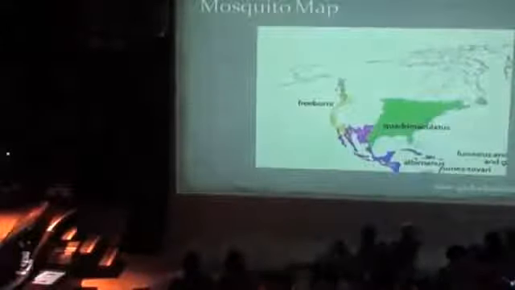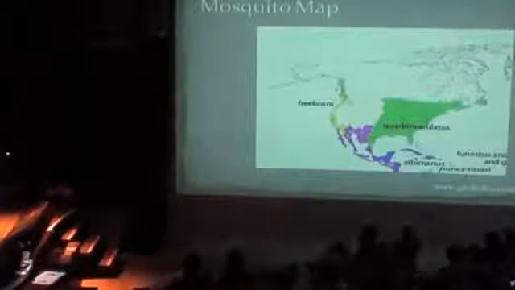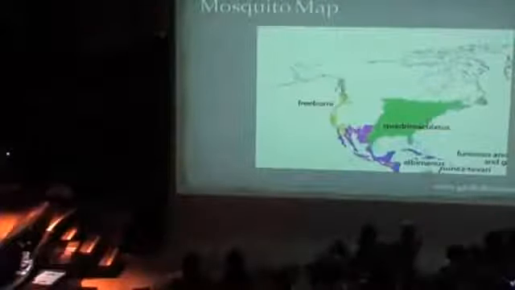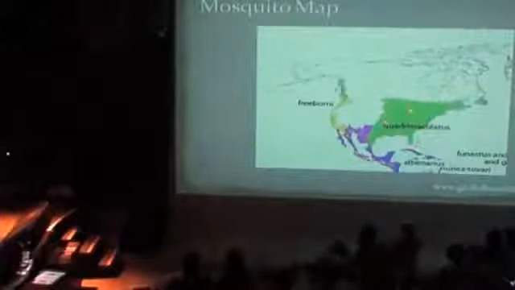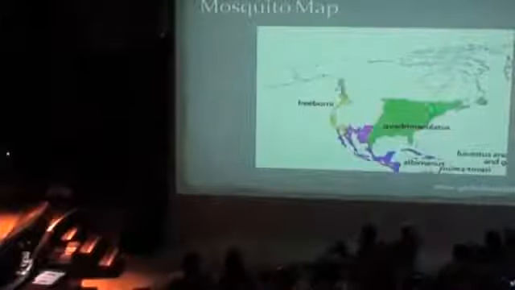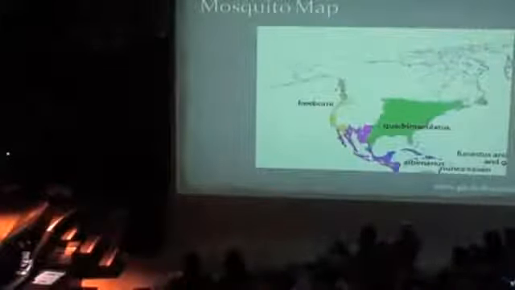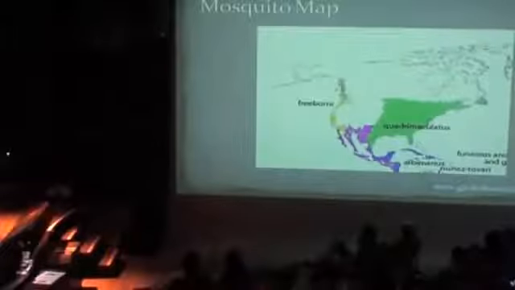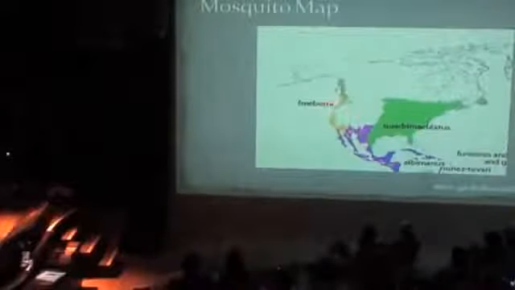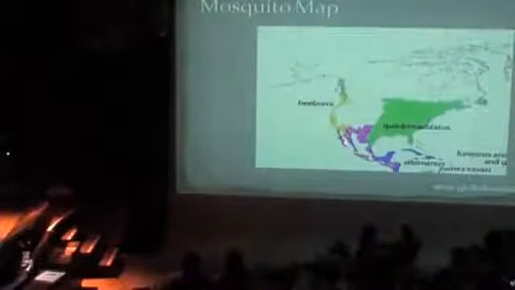Okay, so the other cool thing you'll notice about that map is that the distribution of malaria really matches up with this particular mosquito species, Anopheles quadrimaculatus. They also had Anopheles freeborni and some other name I can't remember that's purple.